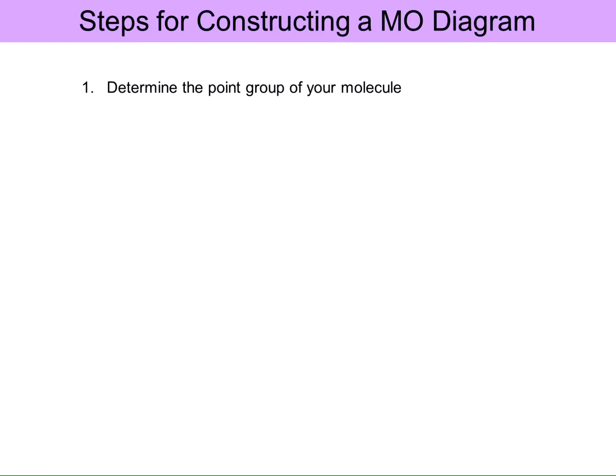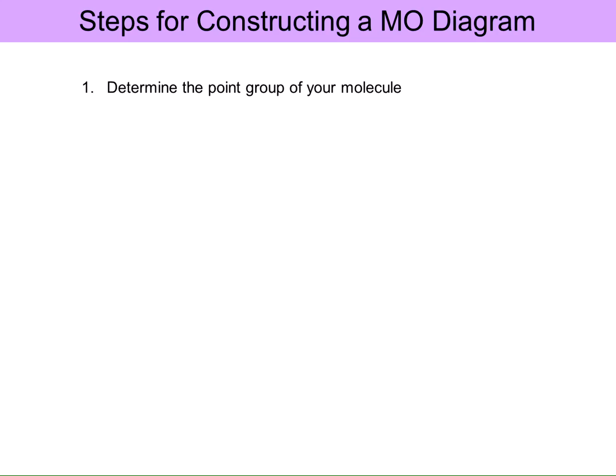So in this last video for symmetry and group theory, we're going to be looking at how to construct an MO diagram, so a molecular orbital diagram, for something other than a diatomic. And we will also be looking at how we can use symmetry and determine the chirality of a molecule and whether or not the molecule is polar.